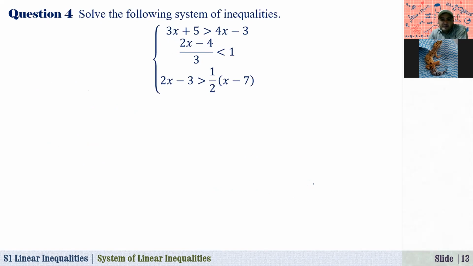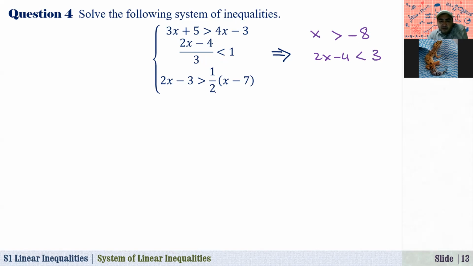Okay, solve the following system of inequalities. Here we have 3 inequalities. Okay, so let me just write next to it, and after that we'll continue. The first step, so we'll try to simplify this, right? So the first step, the first inequality, take 4x to the left-hand side, 3x minus 4x, that is x. Greater than, take 5 to the right-hand side, minus 3 minus 5, that is minus 8. The second inequality, multiply both sides by 3, so it is 2x minus 4 is less than 3.